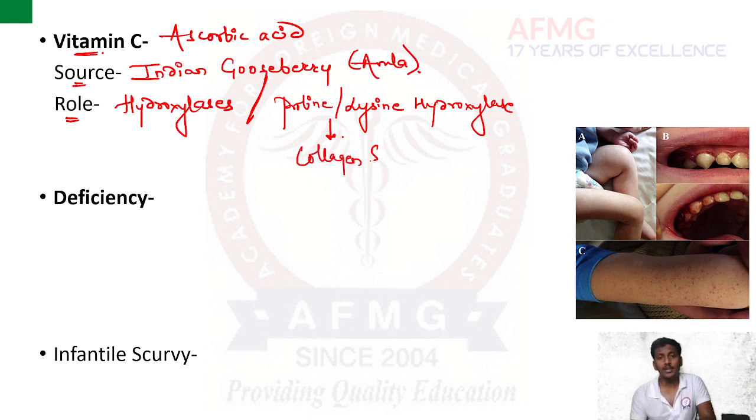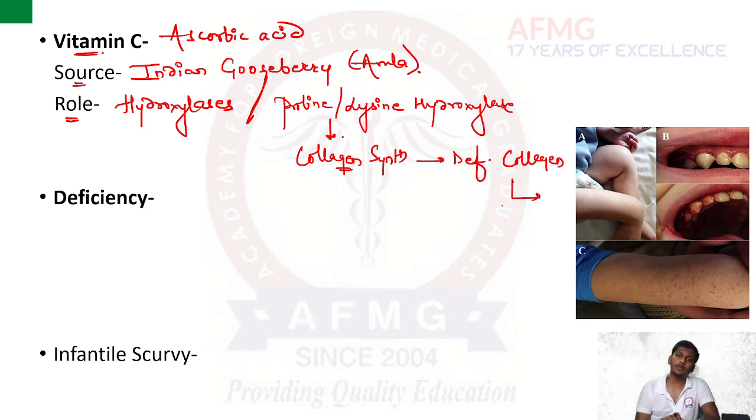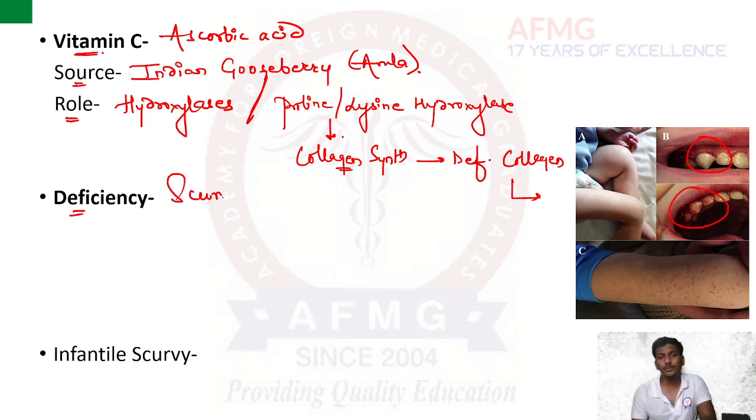So please remember, if these enzymes are not working, the collagen synthesis would be defective, and defective collagen formation can lead to recurrent bleeding manifestations in the patient. Okay, so there would be gum bleeding in this patient. As we know, in deficiency of vitamin C, which is known as scurvy, there would be gum bleeding. This is most important.